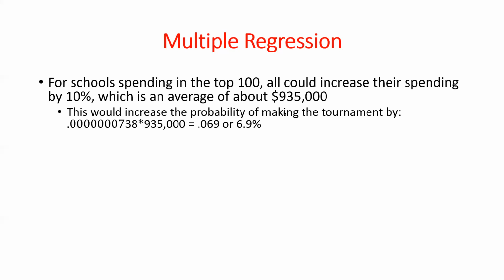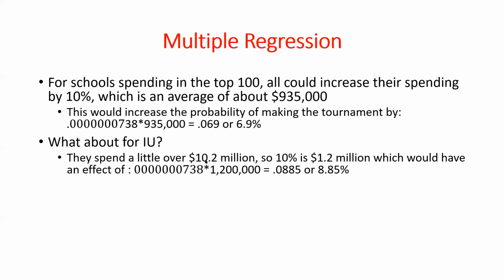Well, what if we think about some other schools like IU? They have a $10.2 million budget, so a 10% increase for them would be a little bit higher. If they had a 10% increase in their budget, the effect of $1 is 0.0000007. The effect of a $1.2 million increase would be that times 1.2 million. So if they increase their budget by 10%, they would have about an 8.8% increase in the likelihood that they make the NCAA tournament, which is not a minuscule effect.